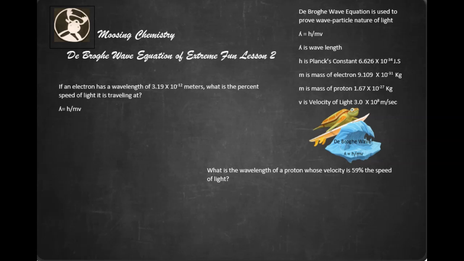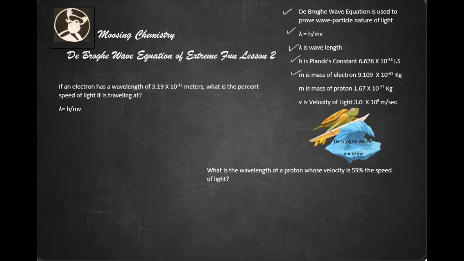This is the de Broglie wave equation of extreme fun, lesson number 2. The de Broglie wave equation is used to prove the wave-like particle nature of light. We use the equation lambda equals h over mv. Lambda is wavelength. H is Planck's constant, which is 6.626 times 10 to the negative 34 joules per second.